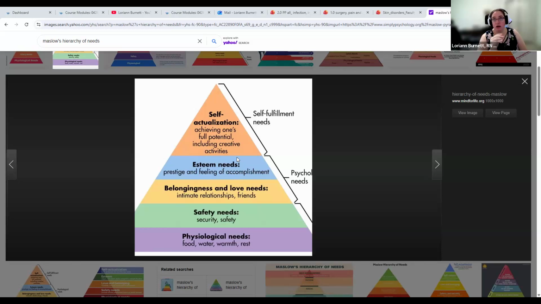A lot of times our spiritual problems would fall under our esteem or love and belonging, depending on the situation. The very last one is self-actualization. This is where we're actively trying to learn something new, trying to grow. All of our education is going to be there.